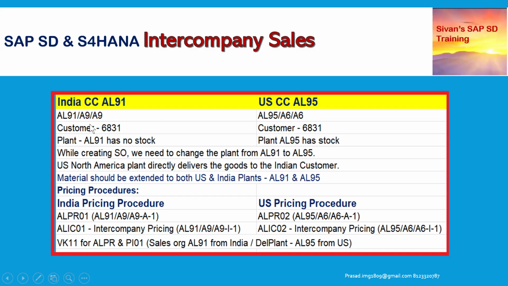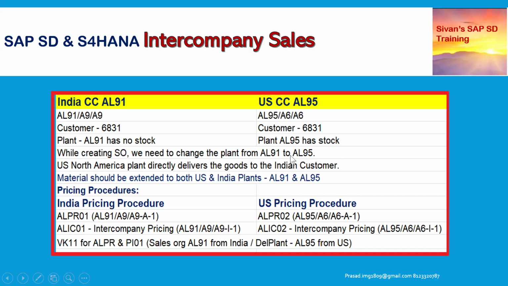That means in both the sales areas, the plant must have the material in both the plants. And when we try to create a sales order, when we change the plant from AL91 to AL95, the system should not throw any kind of errors. Until it is a warning message, no issues. Errors mean that our backend settings are not correct. So we have to be very careful in that.